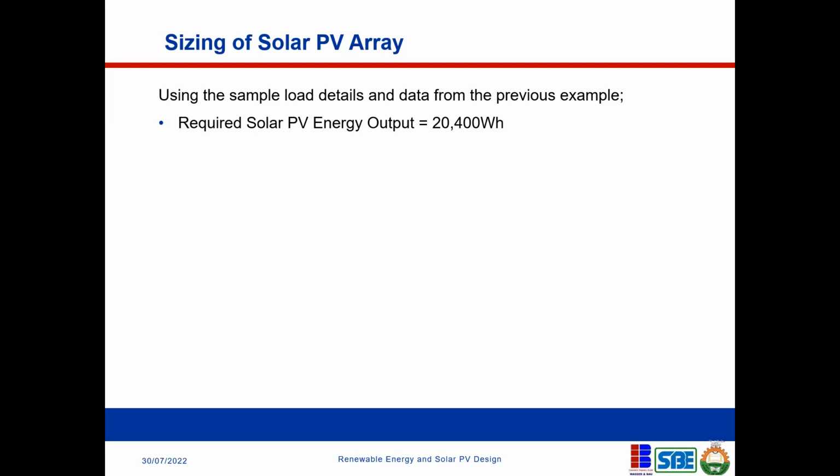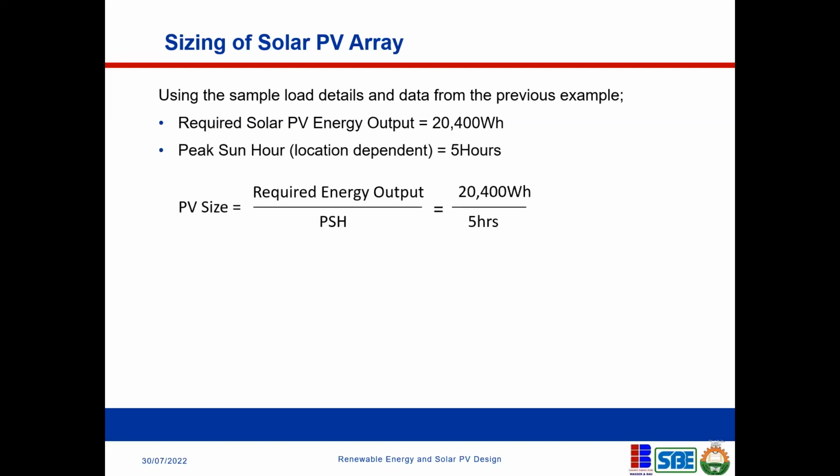So using the sample load details that we have previously, let us now calculate the size of PV that is required. The required PV energy output, the energy that we want the PV to produce, is 20,400 watt-hour. That's the energy we require the PV to produce. Now there's something we call peak sun hours. I explained this in our first class.